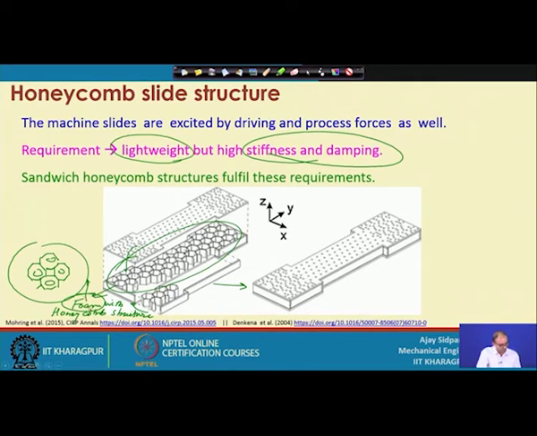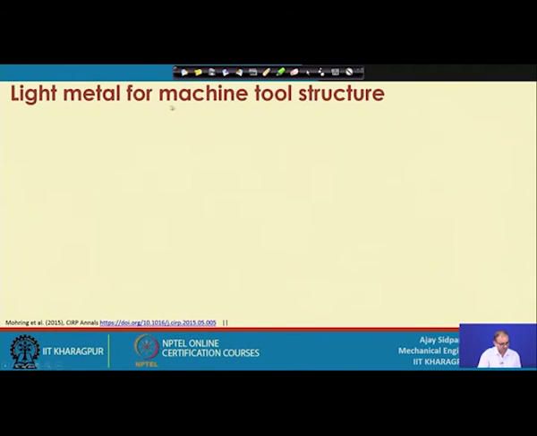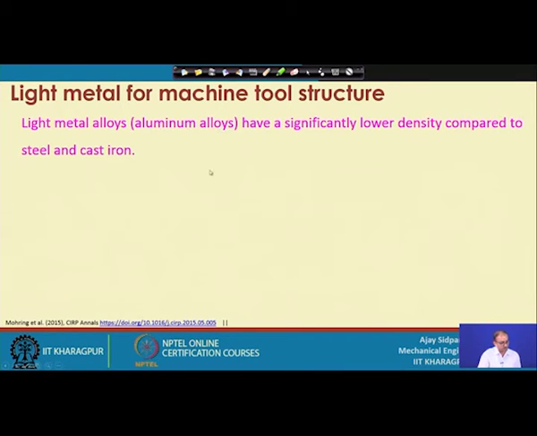So, you have to go with the honeycomb structure, but with metal or some other material which has a very high Young's modulus. Right. Other than that, whatever we have seen, we can use different types of metal, but light metals are also available. Mostly it is aluminum alloy or magnesium alloys.